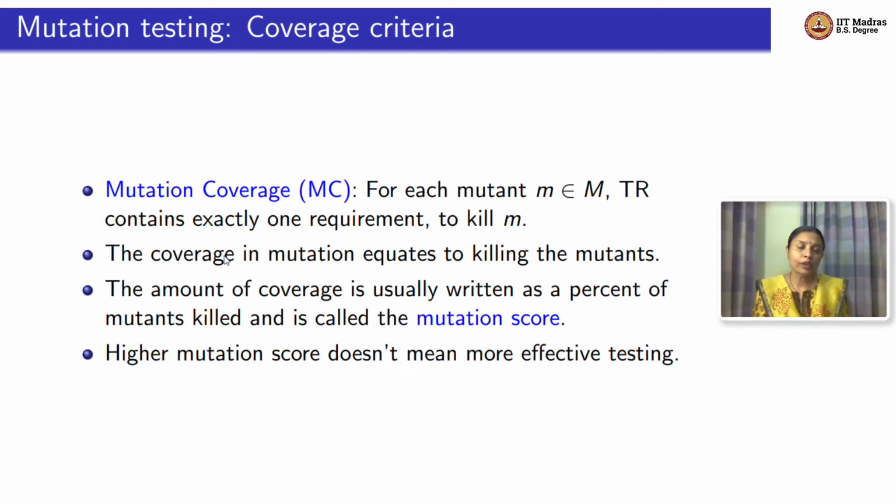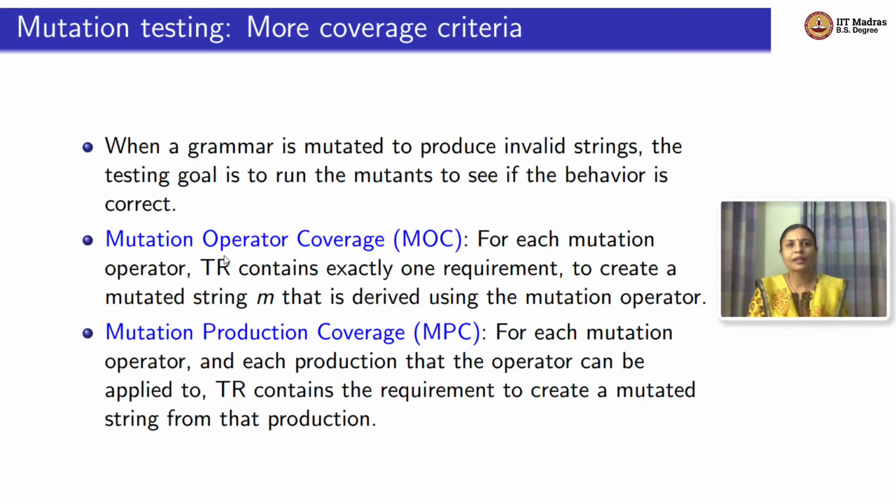A lower mutation score doesn't mean that I have done bad testing. A higher mutation score doesn't mean that I have done very good testing. Mutation testing can be used for showing errors or to produce equivalent mutants. I'll tell you what an equivalent mutant is. So when a particular grammar is mutated to produce invalid strings, then the goal is to run the mutant to see if the behavior of the program on that input is correct or not.